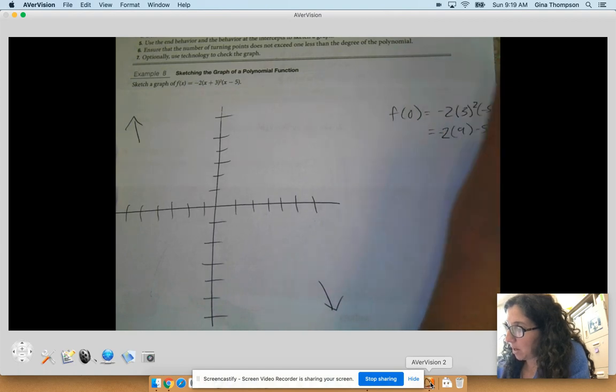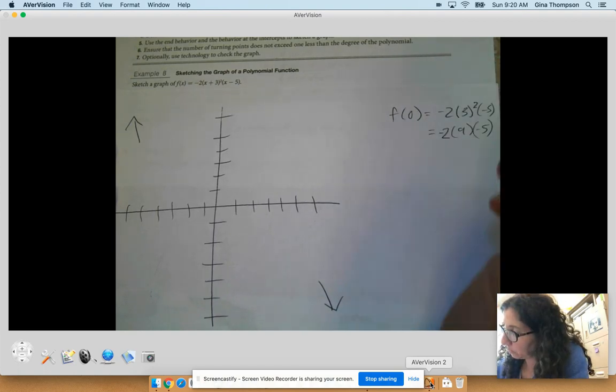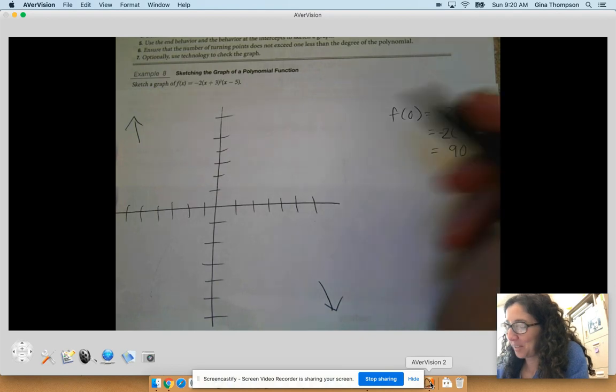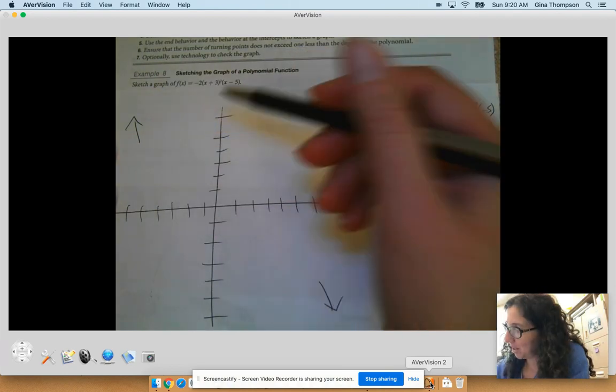Oh man, I didn't make my axes big enough at all. It's going to be at 90. Okay. Woo, so it's going to go way up. Did I do that right?